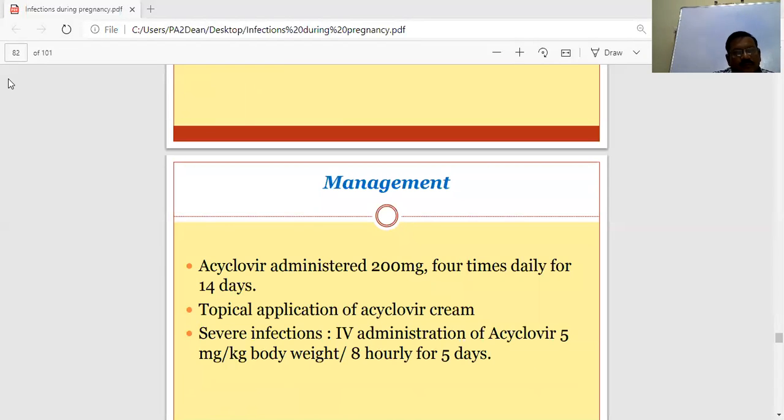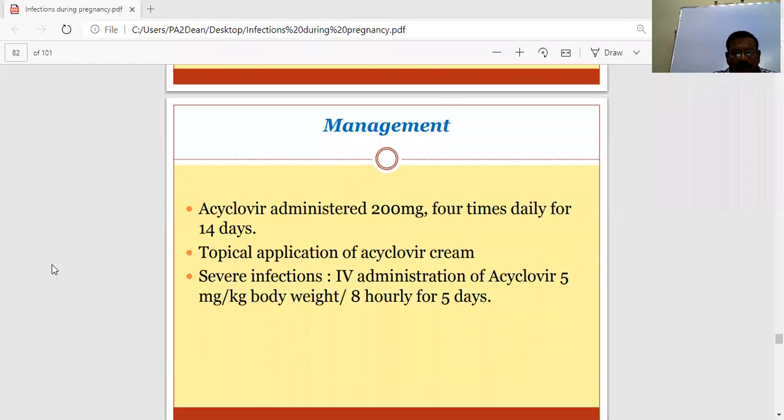Management comes under acyclovir administered 200 milligrams 4 times daily for 14 days, and topical application of acyclovir cream. In severe infection, intravenous administration of acyclovir 5 milligrams per kg body weight, 8 hourly for 5 days.